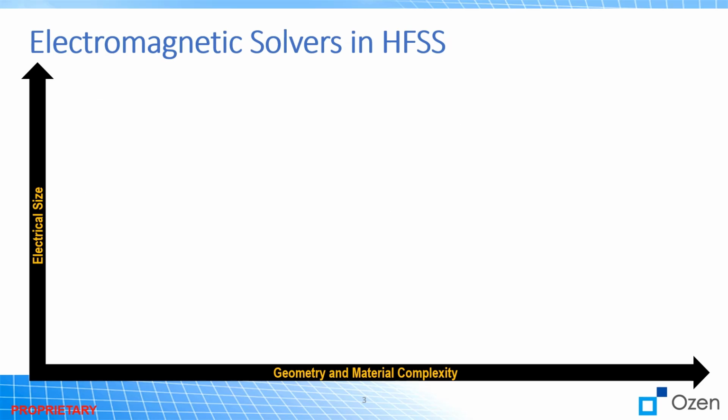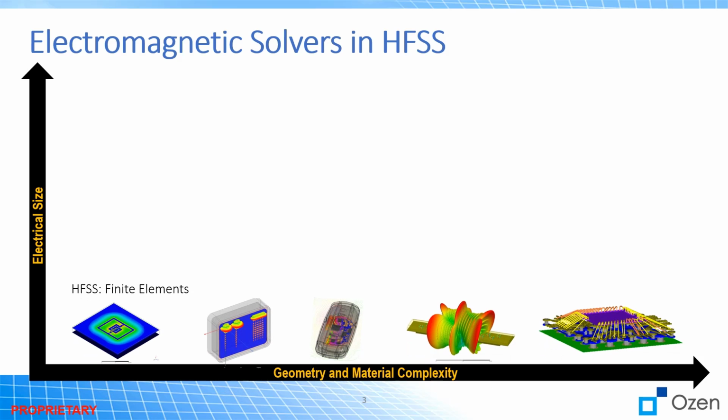To better understand the strengths of each solver, it helps to use a diagram of electrical size versus complexity of the geometry and the materials. The original solver in HFSS uses the finite element method, and is considered to be the gold standard for electromagnetics because of its automatic adaptive meshing algorithm and conformal mesh elements. This full-wave method solves the fully coupled set of Maxwell's equations and is used to design many electromagnetic devices, including RF microwave components, antenna arrays, PCB packages, and transitions.